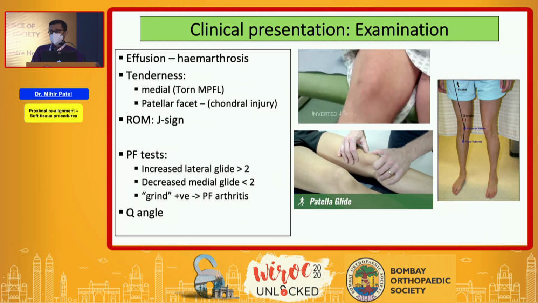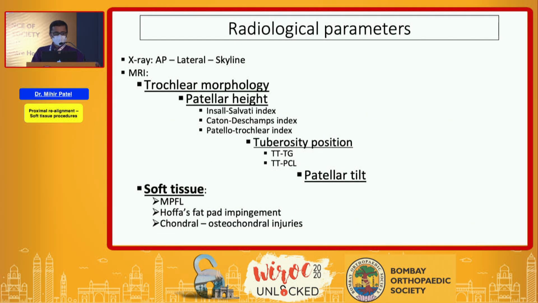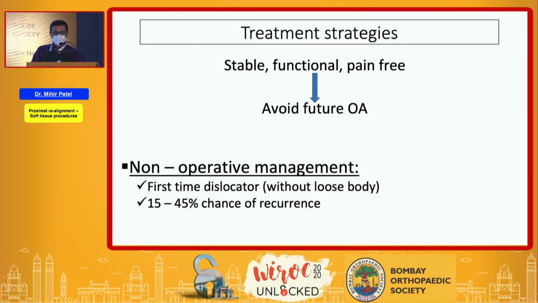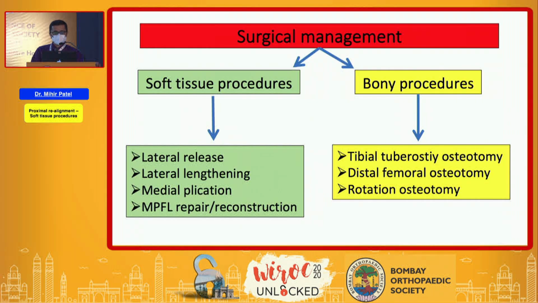Q angle has already been discussed by Dr. Sandeep very well. A lot of radiological parameters I am not going to talk about in this because we already discussed this. Treatment strategies: the aim is to get a stable, functional, pain-free knee to avoid any future OA. Non-operative management is always tried for a first-time dislocator without any loose body, but the patient has to be explained there is a 30% chance of recurrence.